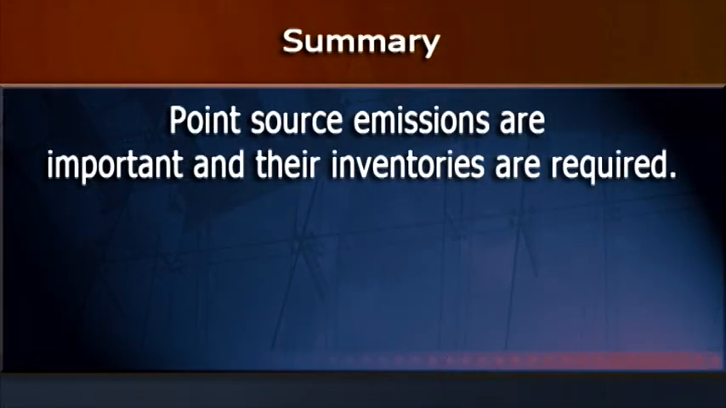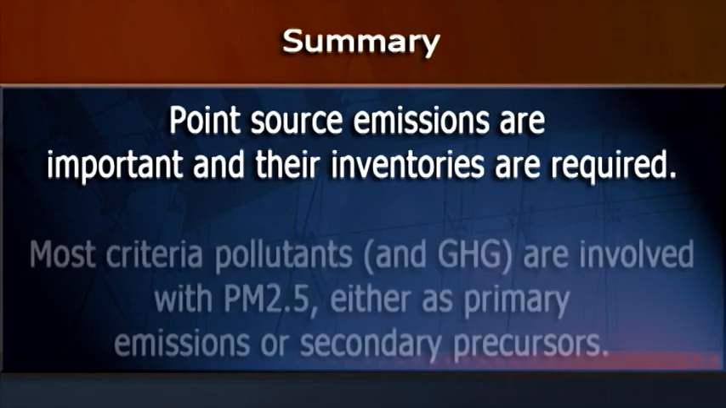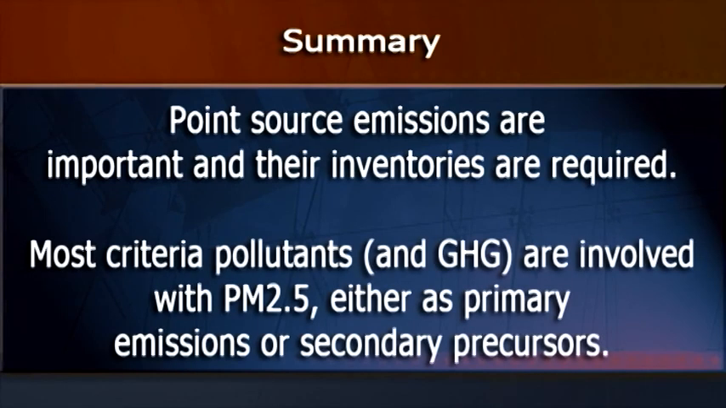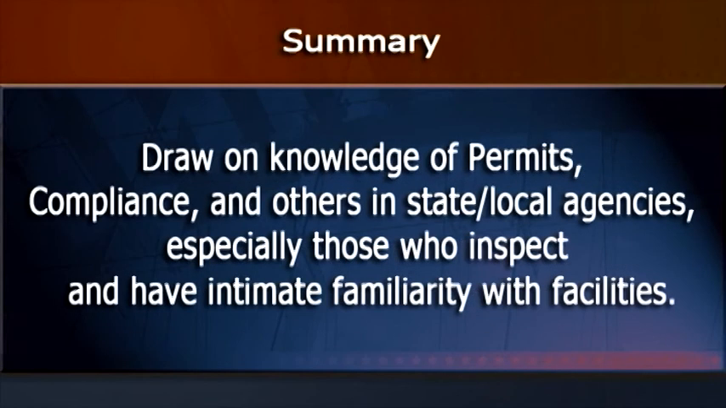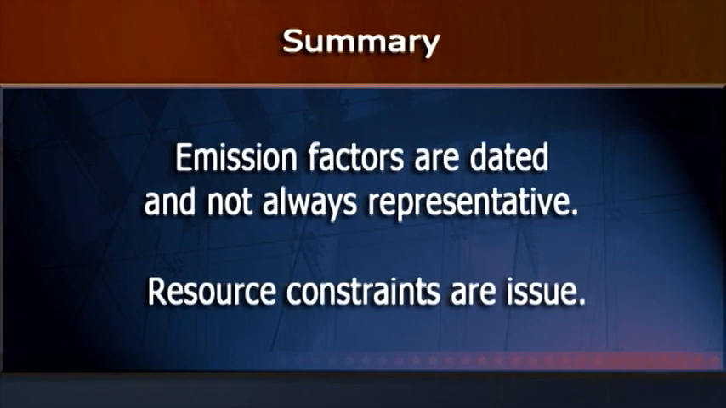Let's summarize. Point sources are important and their emissions data are required for use in state and federal programs. Most criteria pollutants and greenhouse gases and some toxics are involved with PM 2.5, either as primary emissions or as secondary precursors. You should coordinate closely with permits, compliance, and others in state and local agencies, especially those who inspect and have intimate familiarity with the systems. Emission factors are dated and not always representative. Resource constraints are always an issue.